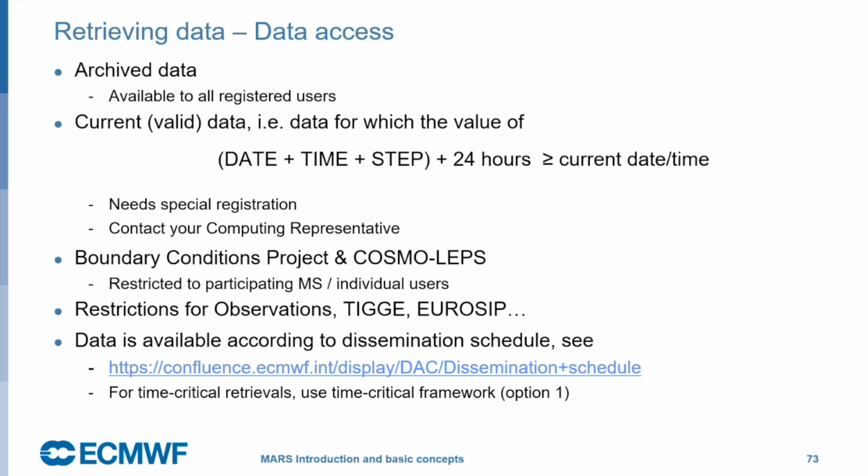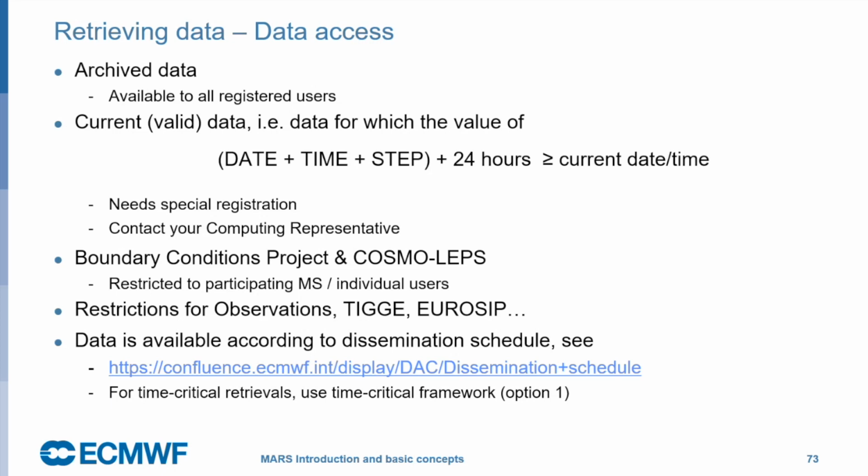So there are several categories of access to Mars. Basically all of you here have basic access to Mars, which means you can retrieve historical data. There is also something we call access to the valid data in Mars. This is data with verification time in the future or in the last 24 hours. Most of you cannot get this data from Mars. This is something which can be given to you by your computing representative. And in our practical, we will not include this. Basically, we'll do only historical data, and anyone has access to historical data.